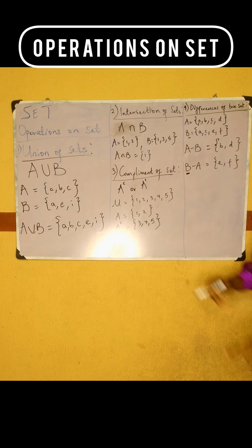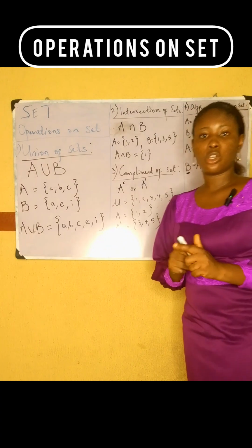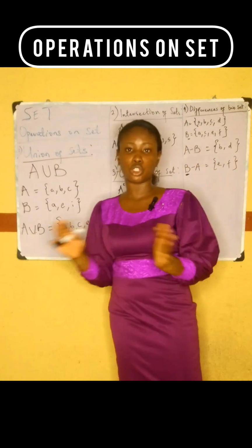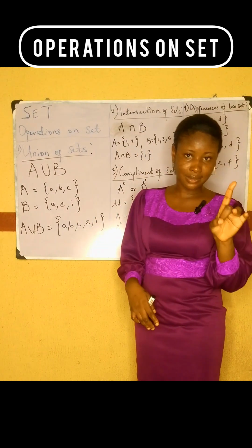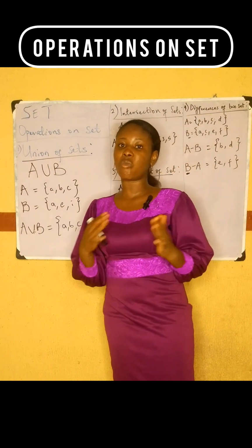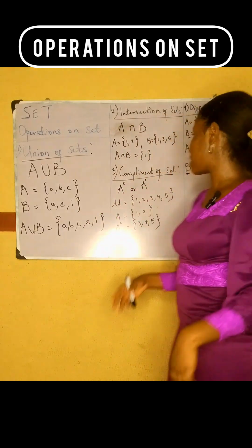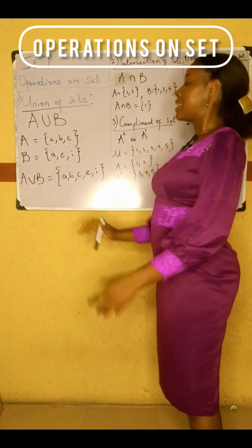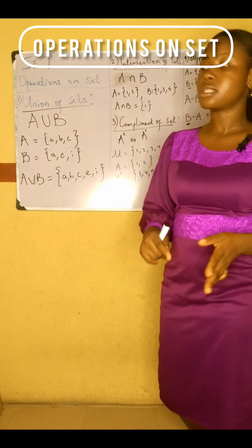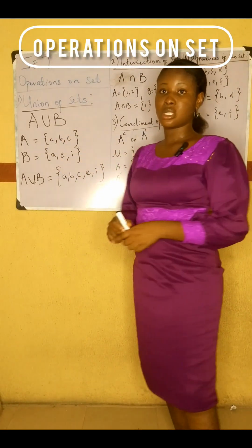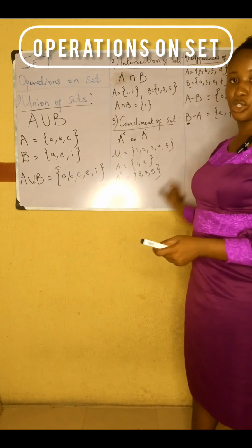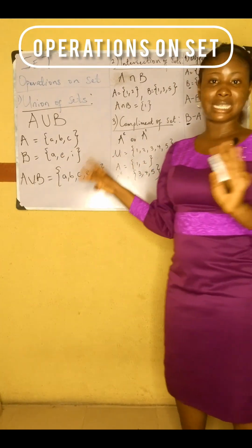Now, your focus should always be on the first set. You are removing those elements that are common between the two sets from the first set. And this is how we achieve this. We've seen the 4 operations that are performed on sets. These are the 4 operations. So in our next video, I will use Venn diagrams to explain these 4 operations before we solve some examples on them.